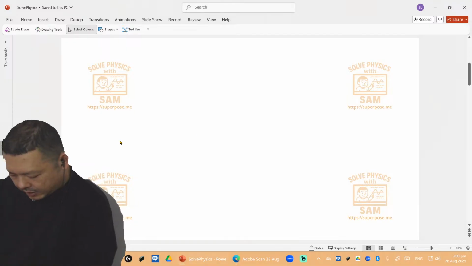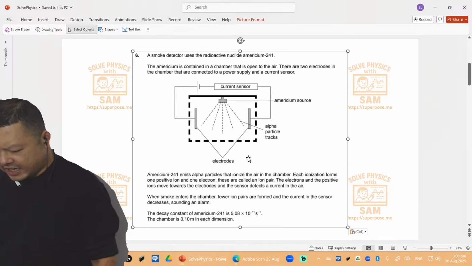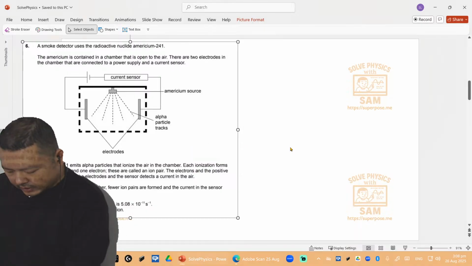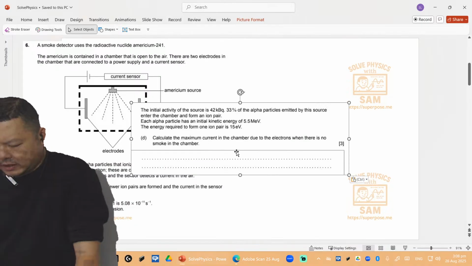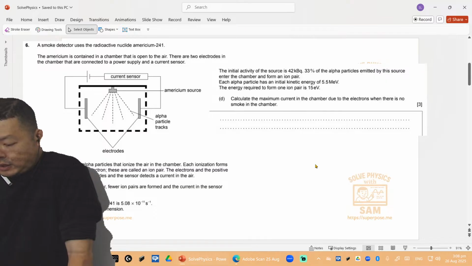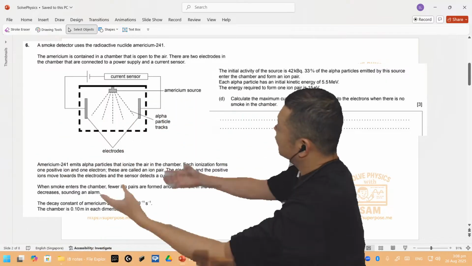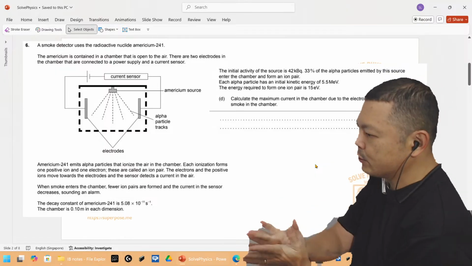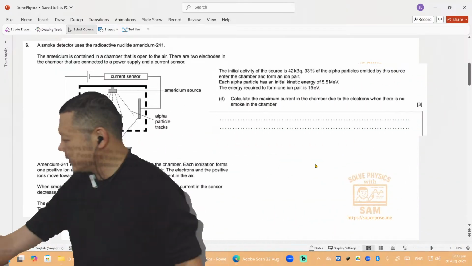Okay, then I got this decay question here. Smoke detector. It's a smoke detector question. Did I not go through this before? I forgot already. Anyway, we got a smoke detector. You know that it uses alpha particles. This is pretty much the only use that we have for alpha particles.